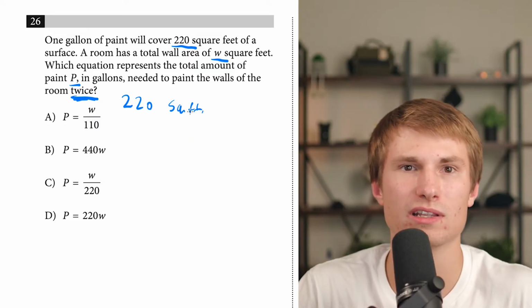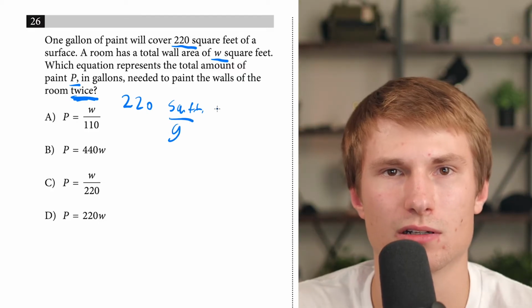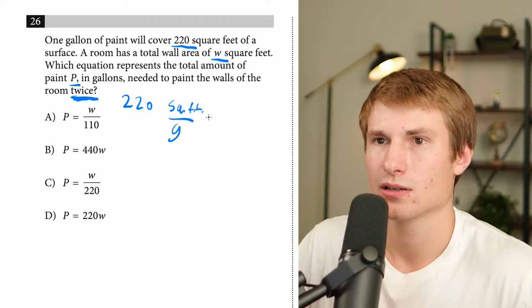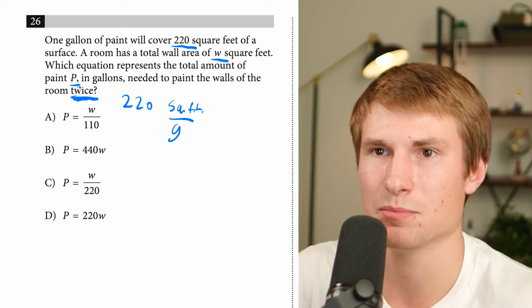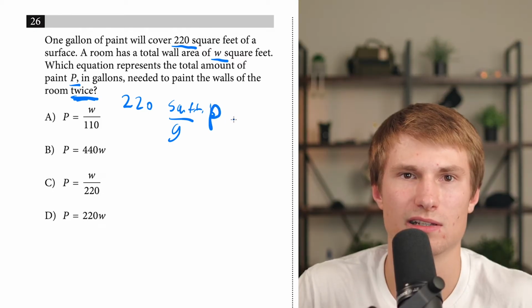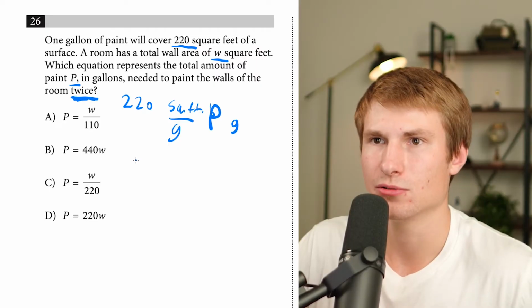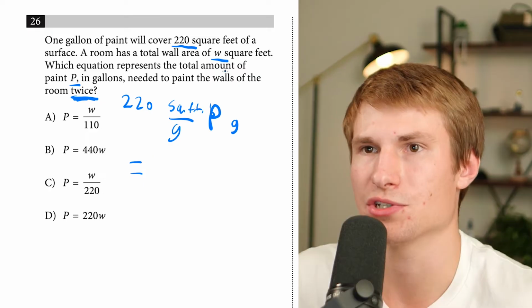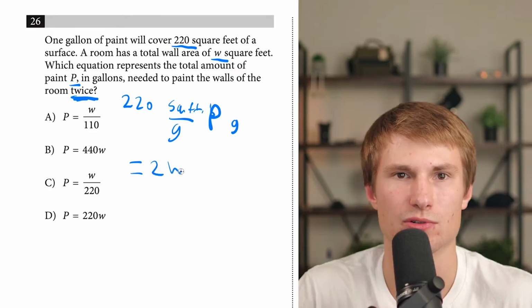All right, well, we know that 1 gallon is going to cover 220 square feet. So we have 220 square feet per gallon. The next thing that we have is the number of gallons, which we are representing as P, so P in gallons. We multiply this by P, where G is just representing gallons. It's not a variable. And that has to equal the total amount we have to paint, which is the total wall area W times 2, since we have to paint it twice, so it equals 2W square feet.